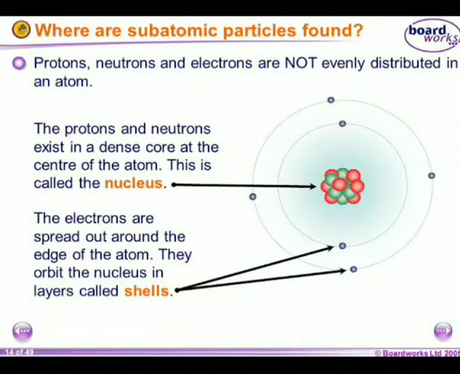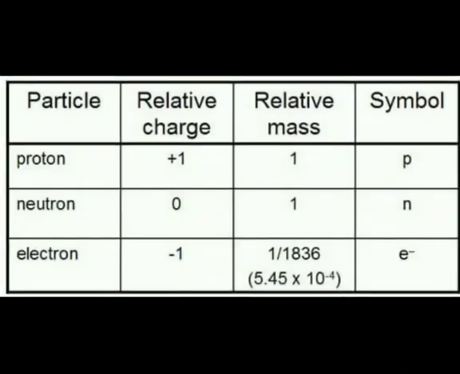Now let's discuss the mass and the charge of these subatomic particles. See here the subatomic particles, that is protons, neutrons and electrons. The charge of a proton is +1 and its mass is equal to 1, and the symbol is P. Like that, the charge of a neutron: you know that a neutron is neutral, it has no charge, that is 0, and its mass is nearly equal to the mass of a proton, that is 1, and it is denoted by the small letter n.